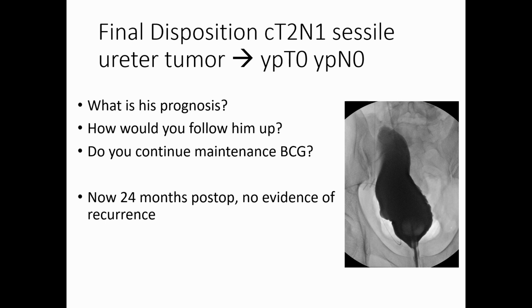Do you continue maintenance BCG? We did, actually, because he had such high risk disease. But in the office, when you're doing an office cysto in these cases, sometimes you can drive the scope all the way up, in which case I find it hard to look at every single calyx in that way. But it's a good, quick screen. In terms of doing a really thorough ureteroscopic evaluation, I do that once or twice.